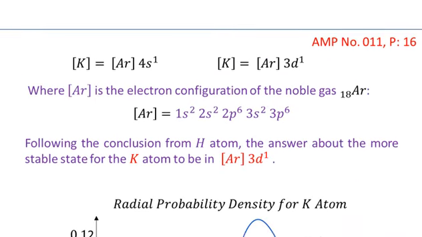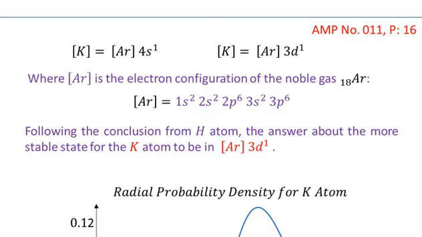And if we extend this to the potassium atom, we would say that the electronic configuration of the potassium atom is the electronic configuration of argon, and then we have 3d1. That is, the ground state of the potassium atom will be determined by the 3d1 electron. But actually, this is not the case.